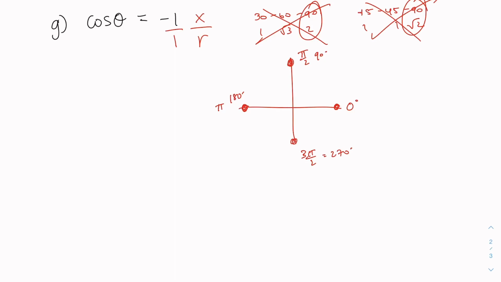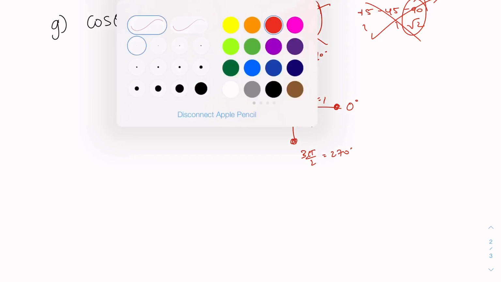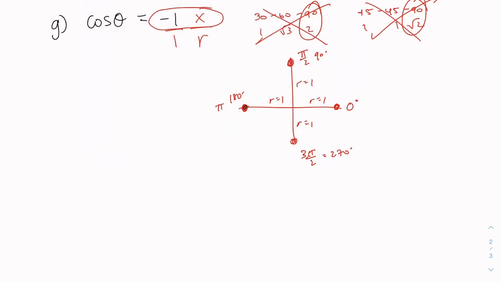So if r is equal to 1 in all of these cases, then we really need to focus on where x is -1. Look at all of these points. Which one is x -1? Well, x is -1 on the left side, so that means that we're going to be over here at 180, because there the point is -1, 0.